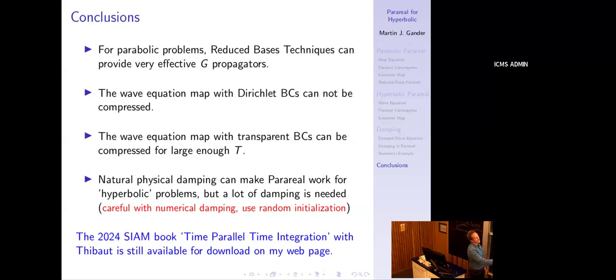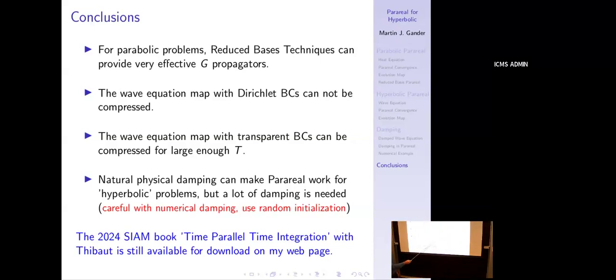And natural damping can make Parareal work, but you need a lot of damping. So if you have tests for a hyperbolic problem, very carefully check how much damping you have before you say you have a method that works for a hyperbolic problem. And be very careful with numerical damping. For example, if you code the string with an implicit numerical method, you get Parareal to work, but your vibration is going to look like my overdamped vibration. So look at the solution that you calculate. Is it really hyperbolic?